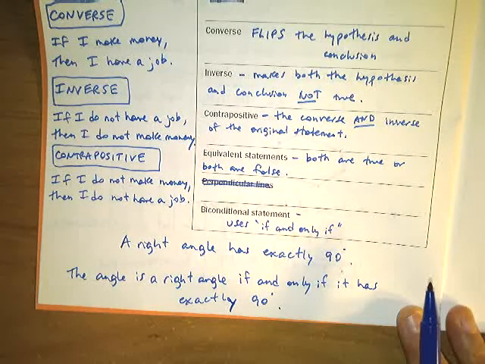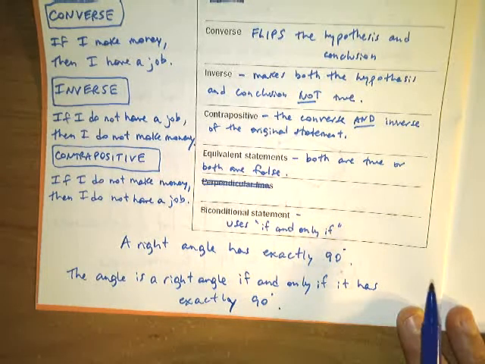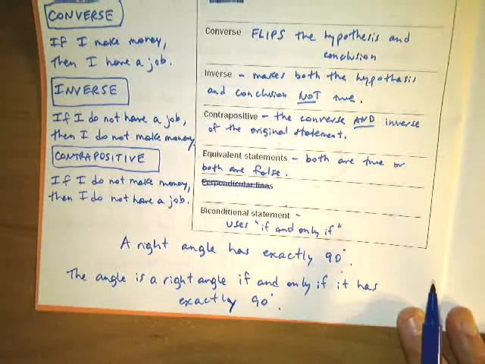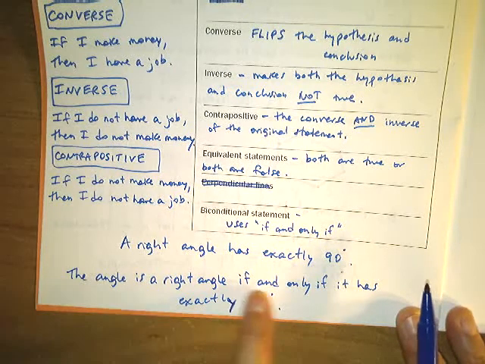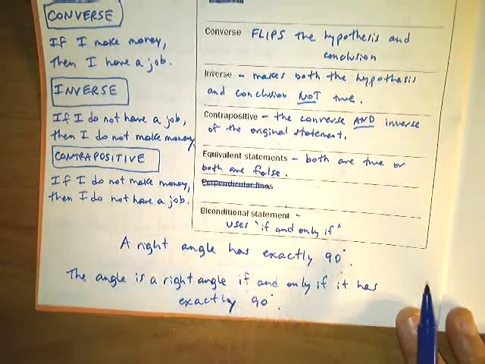Another biconditional statement might be, two angles are supplementary if and only if they add up to 180 degrees. Or a shape is a triangle if and only if it has three sides. So basically anything that's a definition, anything that has to be true about something, you can rephrase and make it a biconditional statement by simply including if and only if in the center of the statement.